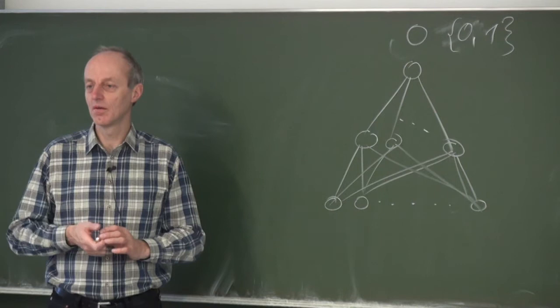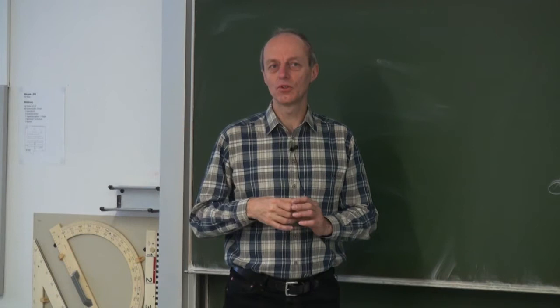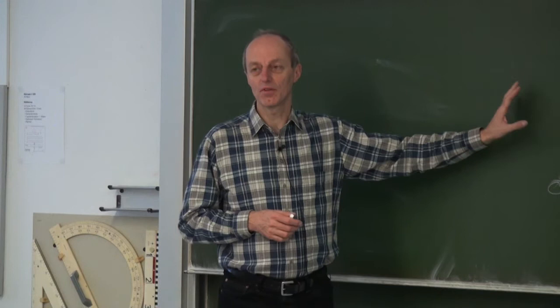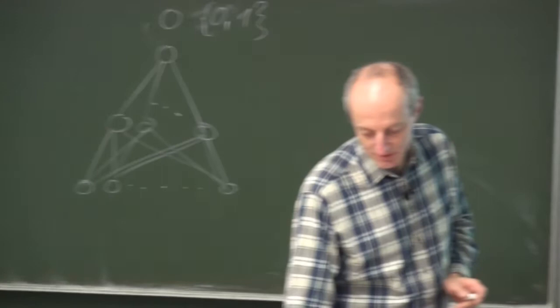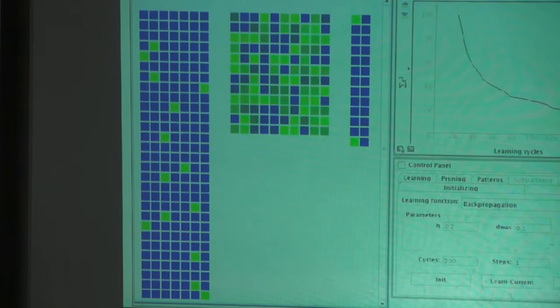Yeah? Can neurons have multiple values, or can they only be active or not active? I mean, it depends on our neural network type. For example, in the Hopfield network, the neurons can only have the values plus or minus one, just binary. But in backpropagation, the activation of a neuron may have an arbitrary value between 0 and 1. Oh yes, we have seen it here. Look, with these hidden units, you see there are different variations of green and purple.